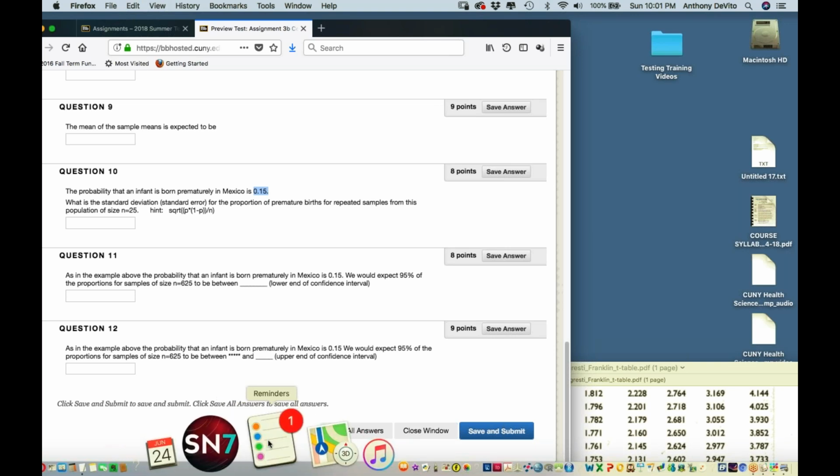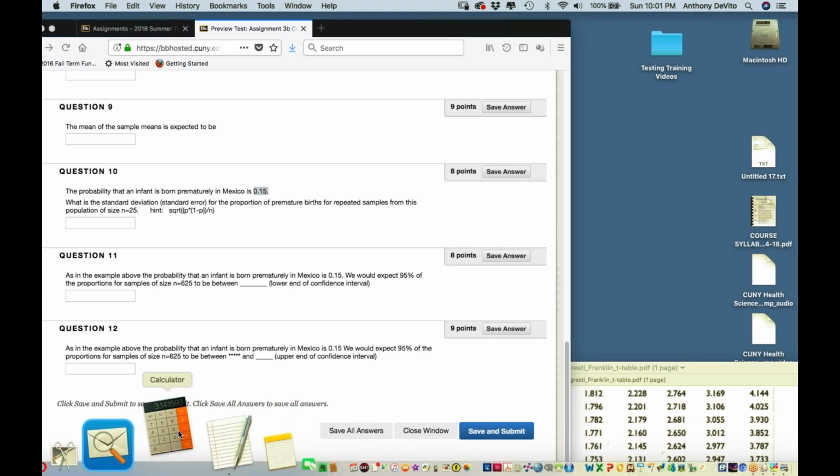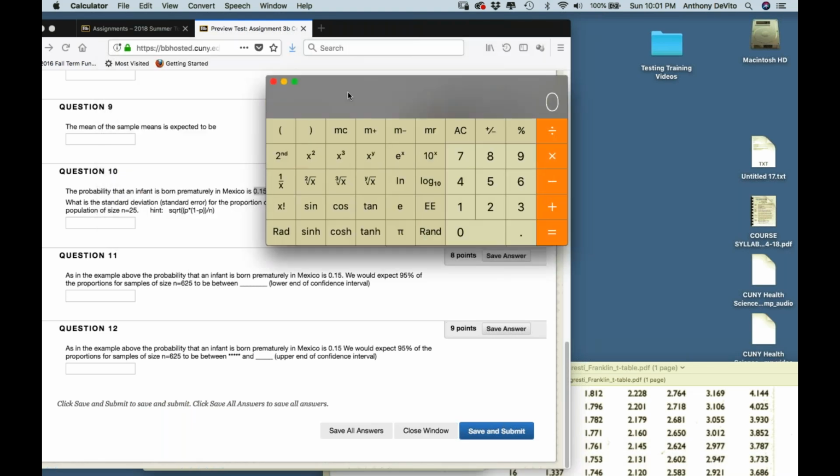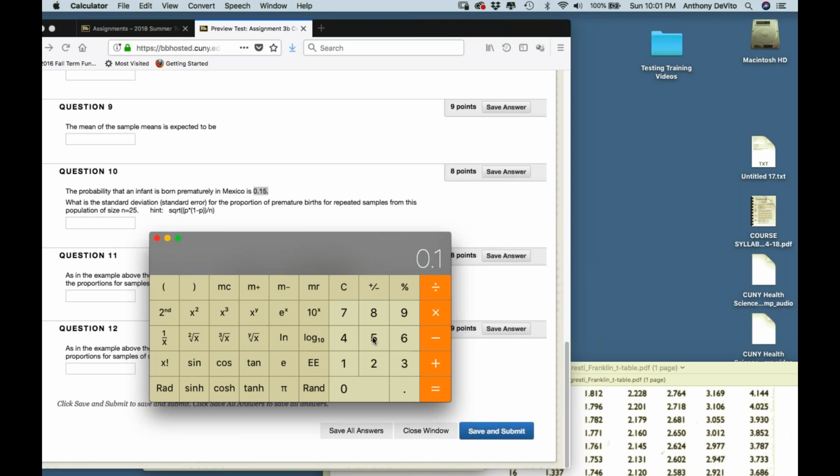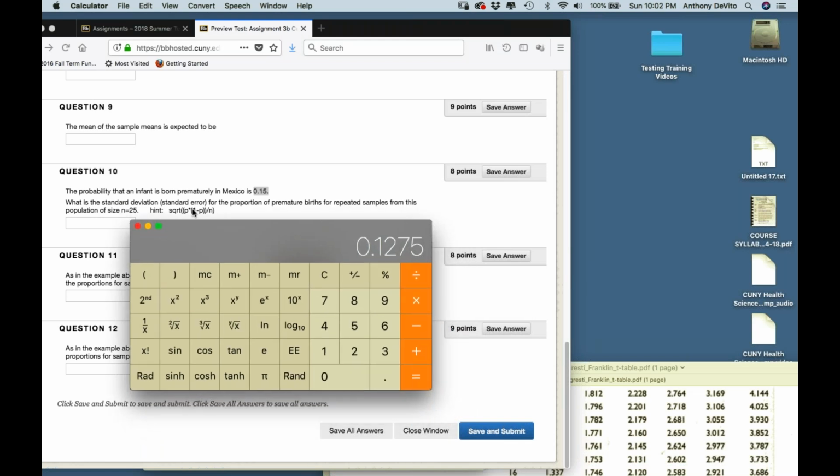Should I do the calculation? Okay, let me do it. So 0.15 times 0.85 is equal to 0.1275, right? That's p times 1 minus p. I'm going to divide by the sample size, which is 25. That's everything that's under the square root. Now I'm going to take the square root of that, and it comes out to about 7.1%, 0.071. Okay, guys, okay with that? Make sense?